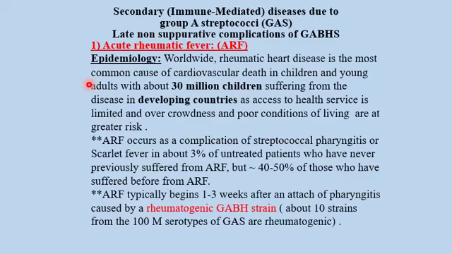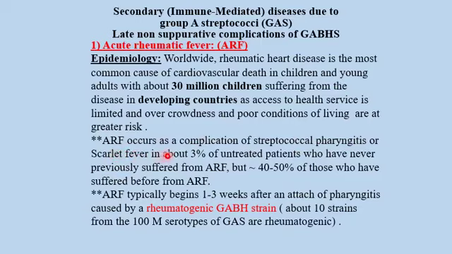But for developing countries, rheumatic fever is the number one cause of cardiovascular death in children and young adults. اشمعنى في developing countries as access to health service is limited and due to the overcrowdedness and the poor conditions of living. This gives a great risk to acquire this kind of infection. Acute rheumatic fever occurs as a complication of streptococcal pharyngitis or scarlet fever. يبقى بتيجي بعد pharyngitis و scarlet fever. Doesn't come after skin infections of streptococci.